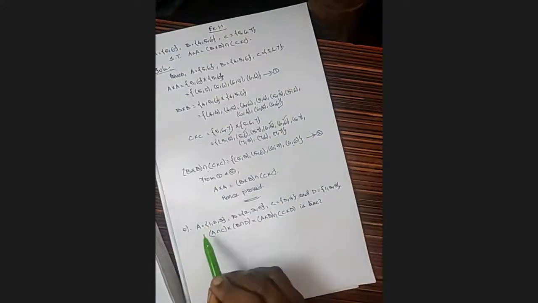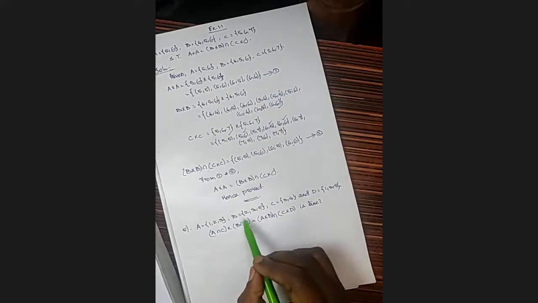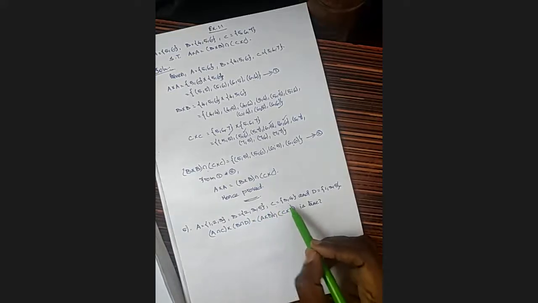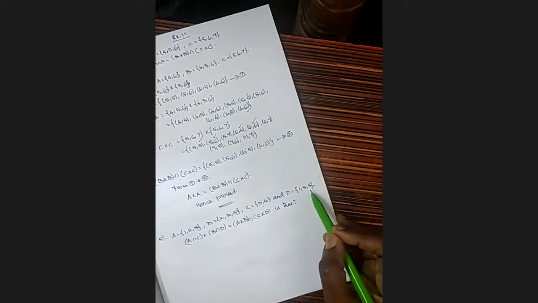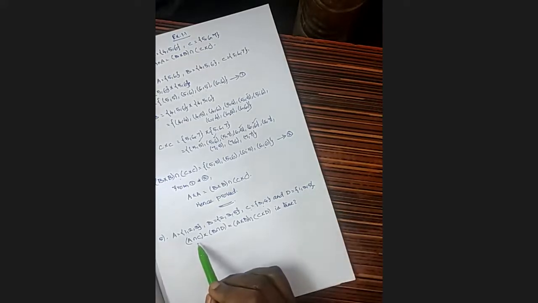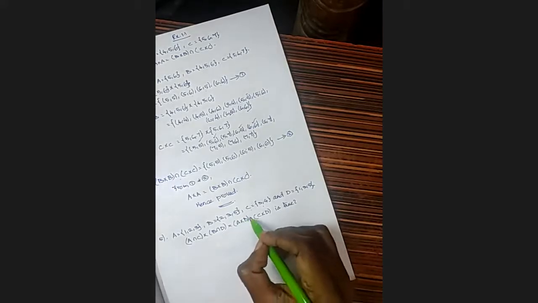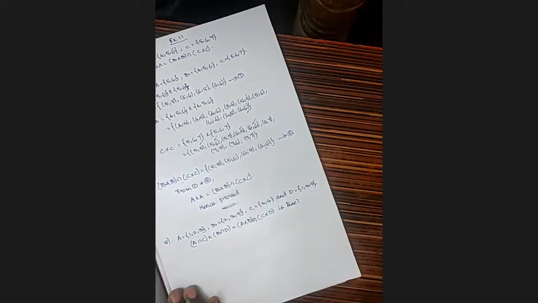So given A equal to set {1, 2, 3}, set B equal to {2, 3, 5}, set C equal to {3, 4}, and set D equal to {1, 3, 5}. Check if (A intersection C) cross (B intersection D) equal to (A cross B) intersection (C cross B) is true. So let us do this problem.